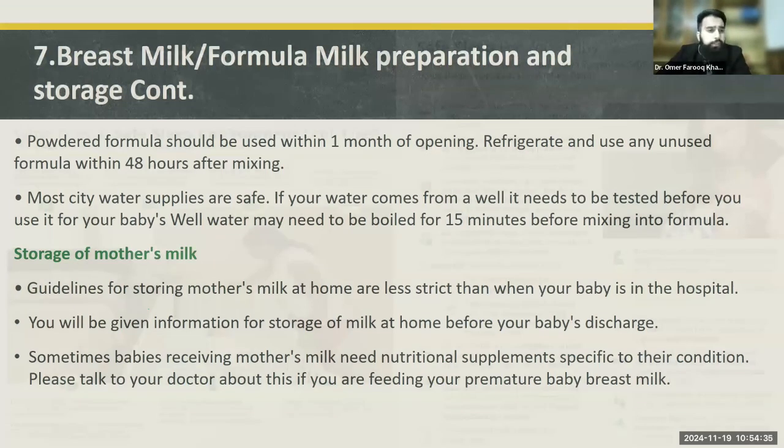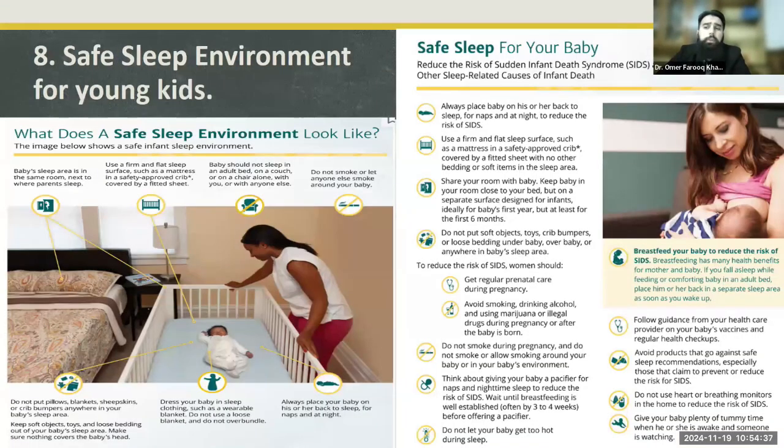Then it is very, very important that when you put your babies to sleep, there should be a safe sleep environment. So babies should be made to sleep in the same room where the parents are. Use a firm and flat sleep surface such as a mattress in a safety approved crib covered by a flat fitted sheet. So the sheet should not be loose, as babies are prone to put sheets on their faces. The sheet should be fitted on the crib mattress.